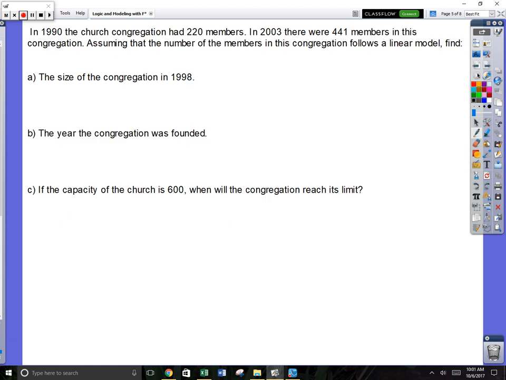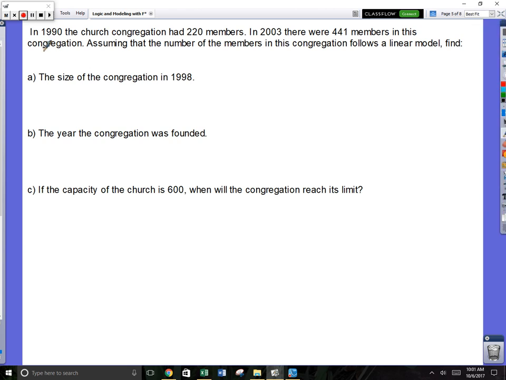Okay, now your linear models versus your exponential. In 1990, the church congregation had 220 members. 2003, there were 441 members. Assuming that the number of the members in the congregation follows a linear model, we're going to find... this one was a homework problem, and this was way good, but I want to show you something with the calculator. So these years kind of make it tricky.